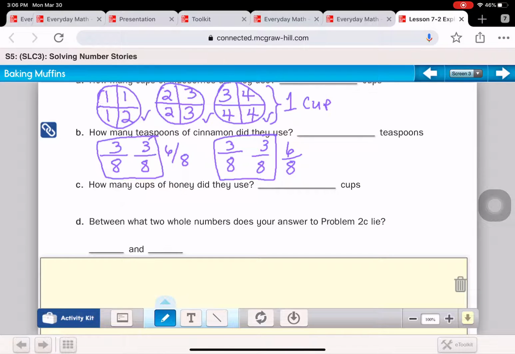6/8. Now I can easily add 6/8 and 6/8, and that gives me 12/8. And that is a division problem. 12 divided by 8. So I know that there's one group of 8 in 12. There are 4 left over. That's my numerator, and my denominator stays the same. So they needed 1 4/8 teaspoons of cinnamon. How many cups of honey did they use?